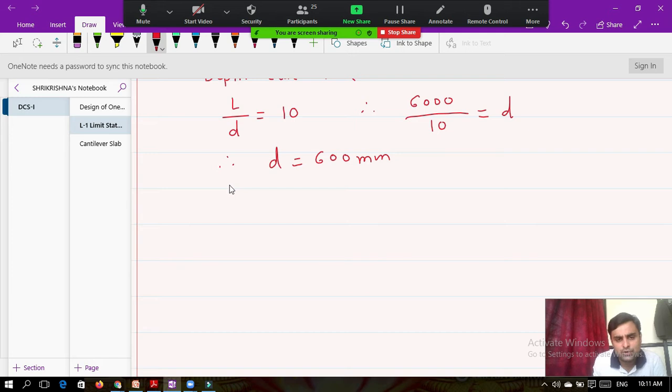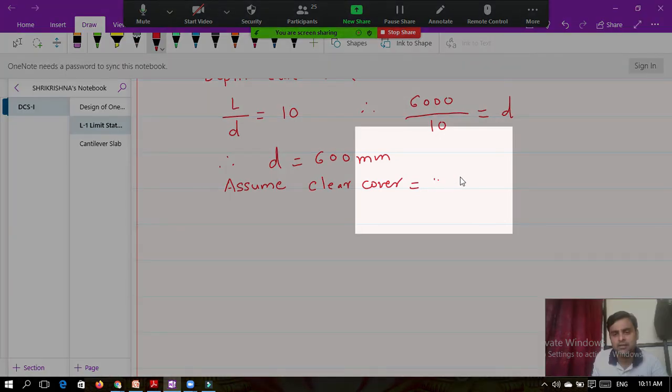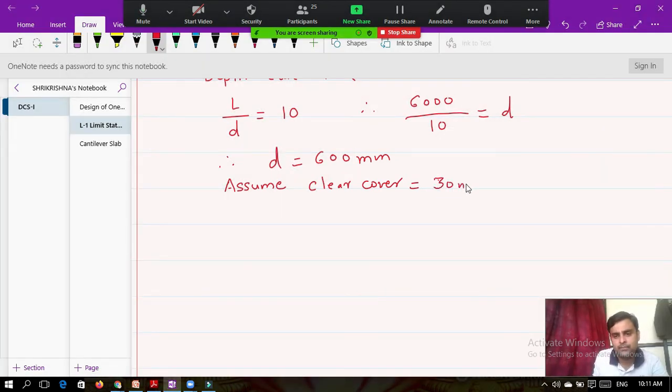Here I will assume clear cover as 30 mm. For beam we take the cover usually between 25 mm to 30 mm. For slab it is 15 mm. For beam from 25 to 30 mm we assume the cover. Sometimes we go for 35 mm also, depending upon the condition. So assume clear cover 30 mm and bar diameter 16 mm. This is what I have assumed right now.